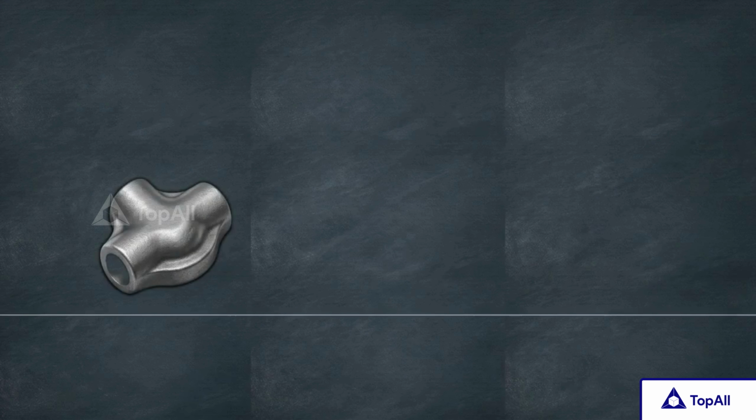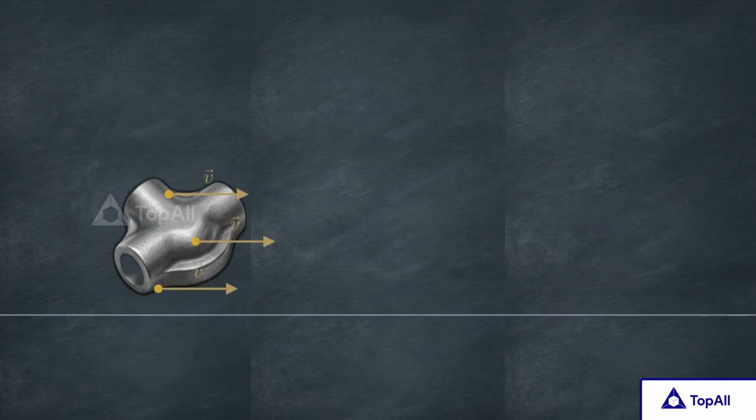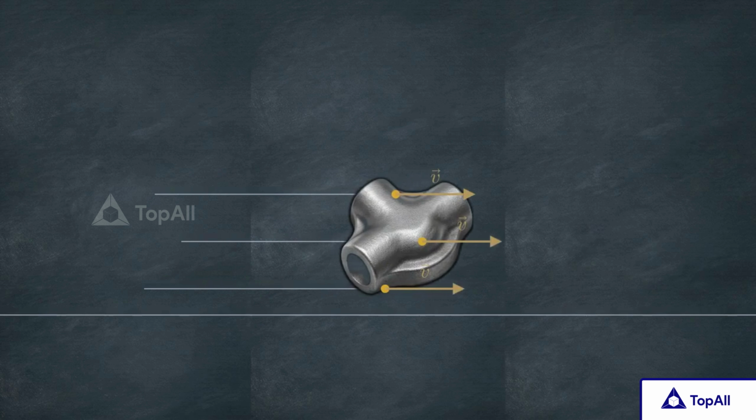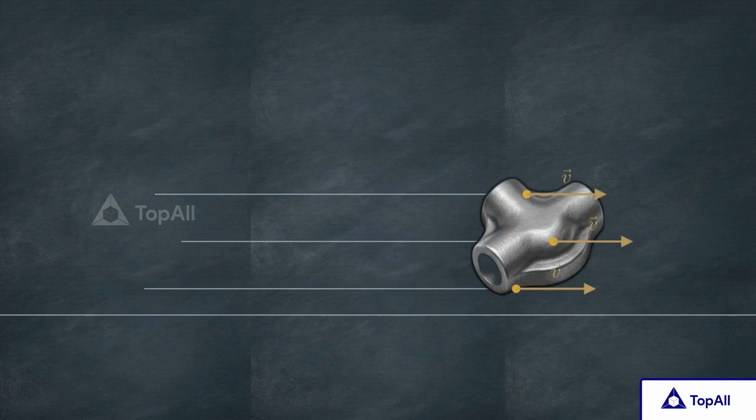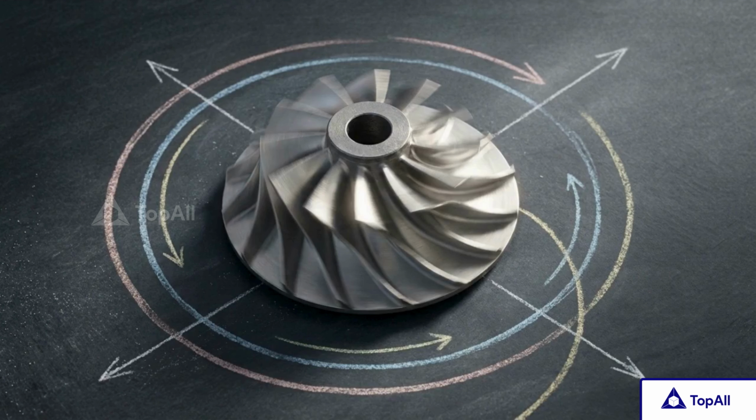We define pure translation as a state where every particle in a body moves with the exact same velocity at any given instant. Pure rotation is different. Here, every particle in the body describes a circle centered on a common line.